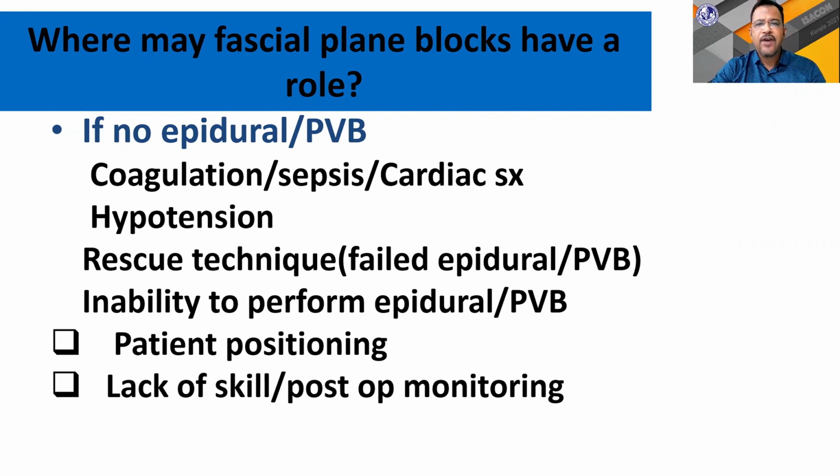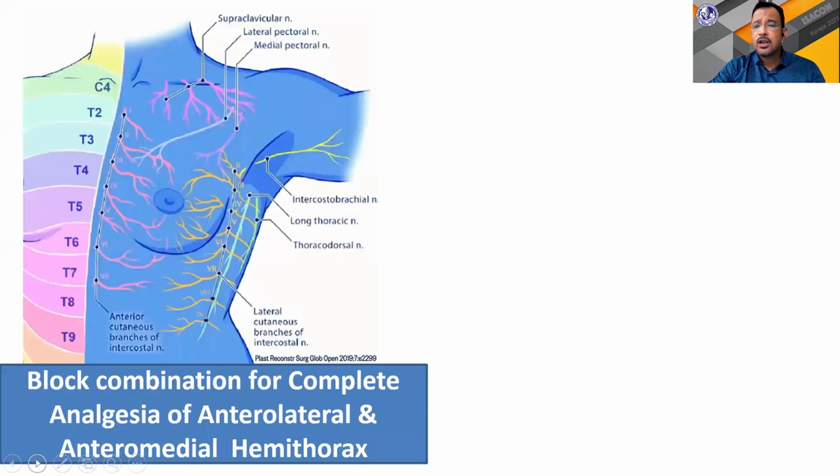So where may the fascial plane blocks have a role? If there is no epidural, if you can't place an epidural or a paravertebral catheter because the patient has a coagulation defect or sepsis, or in cardiac surgery, you don't want hypotension in your patient, or as a rescue technique if your epidural or paravertebral has failed, and if there is an inability to perform an epidural or a paravertebral because of the patient positioning, due to the lack of skill of the operator, and or the lack of post-op monitoring. So in these situations, the fascial plane block has a role.